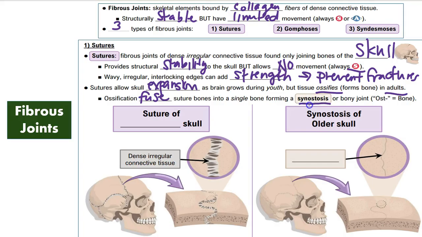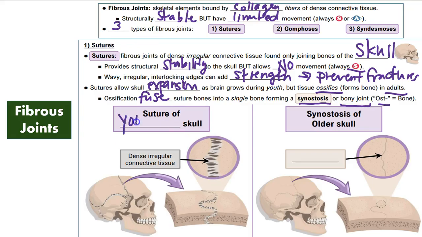So syn, we already know, is going to be together. Osto, or ost, is going to be relating to bone, and what you create is a bony joint. So let's go ahead and get into an example. What do I see here? I see our sutures. It definitely is wavy, and I definitely see the dense irregular connective tissue between it.